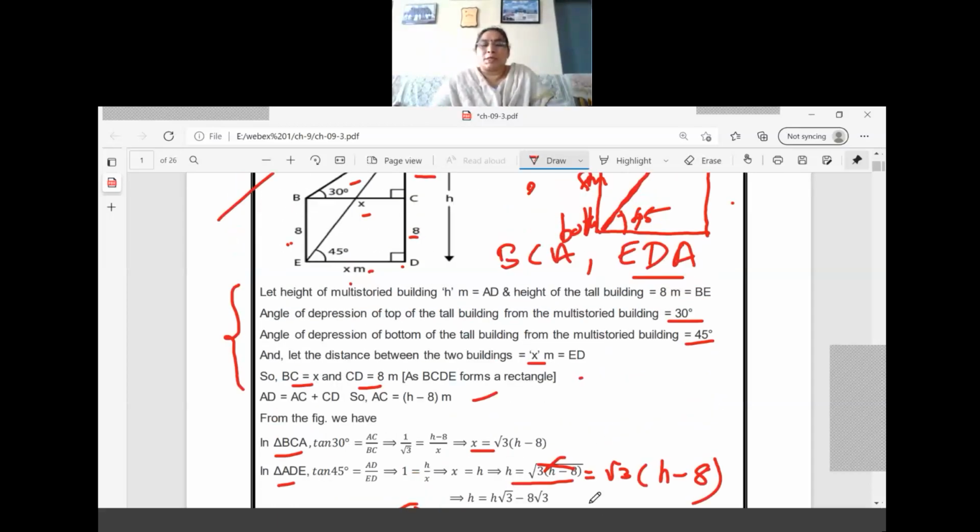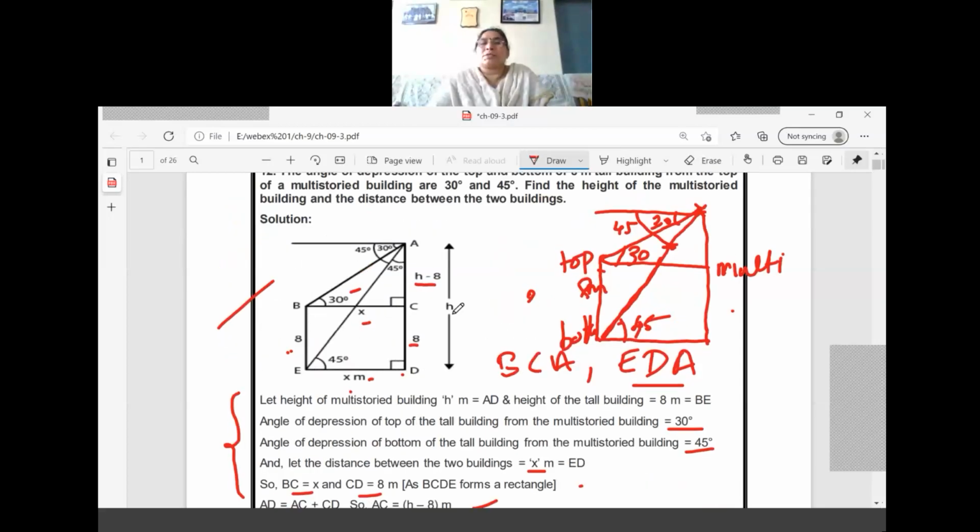So where you need explanation means this side only you need explanation. Tan 30 equals, see the diagram, AC by BC.